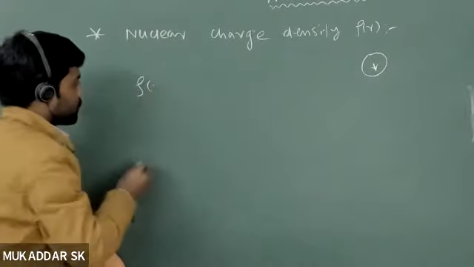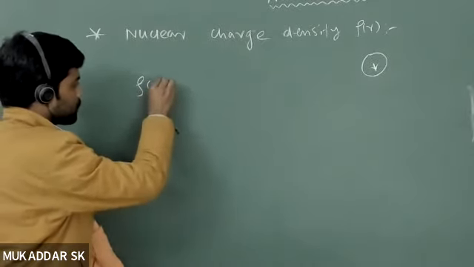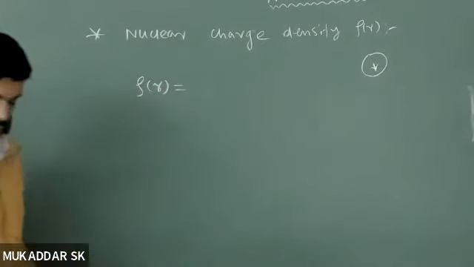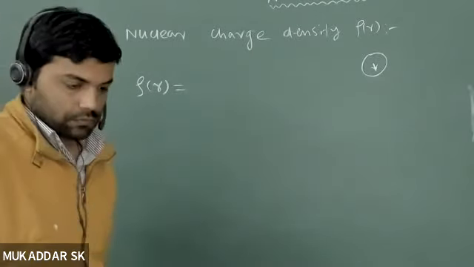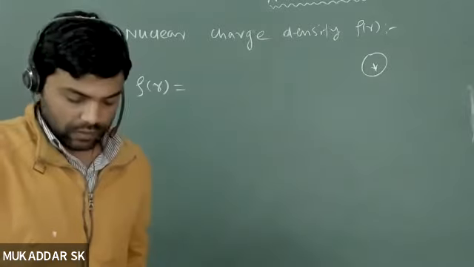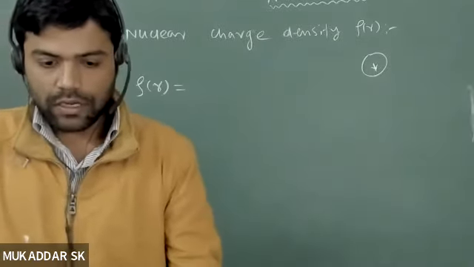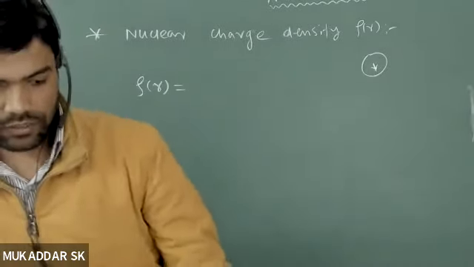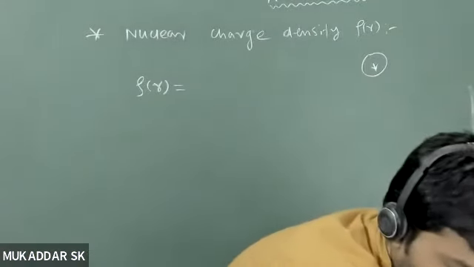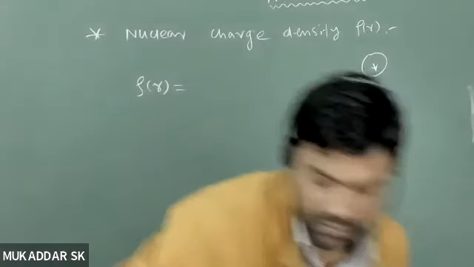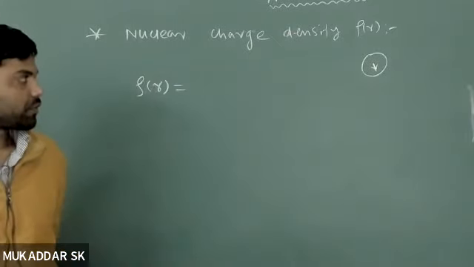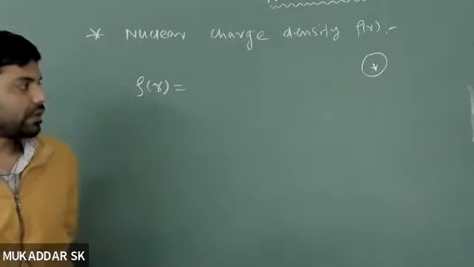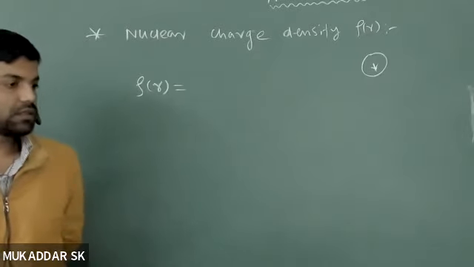Definition: charge density means what? Charge per unit volume. Charge per unit volume of the nucleus is known as nuclear charge density. Charge per unit volume inside the nucleus is called nuclear charge density.